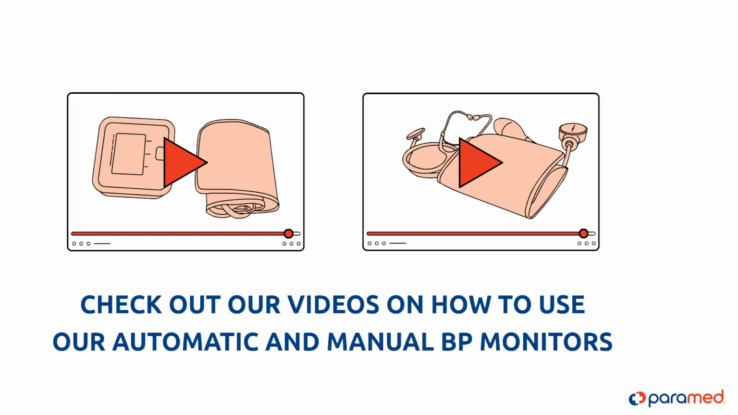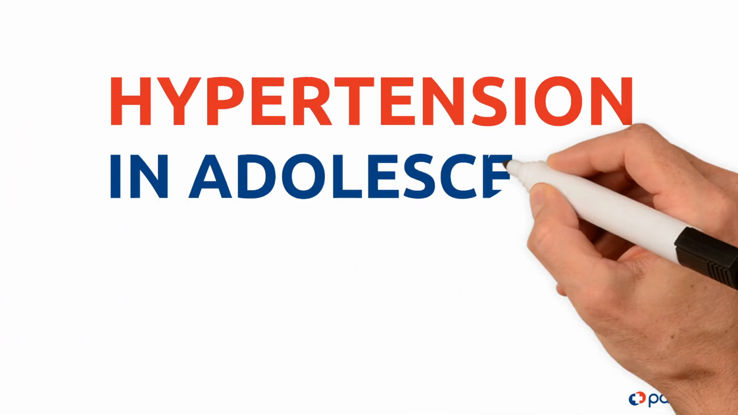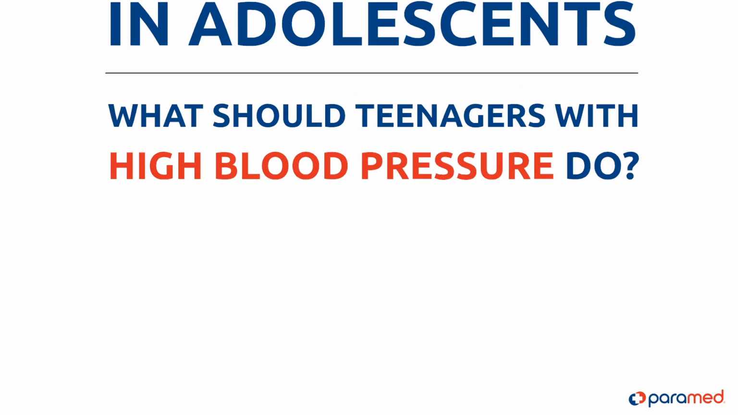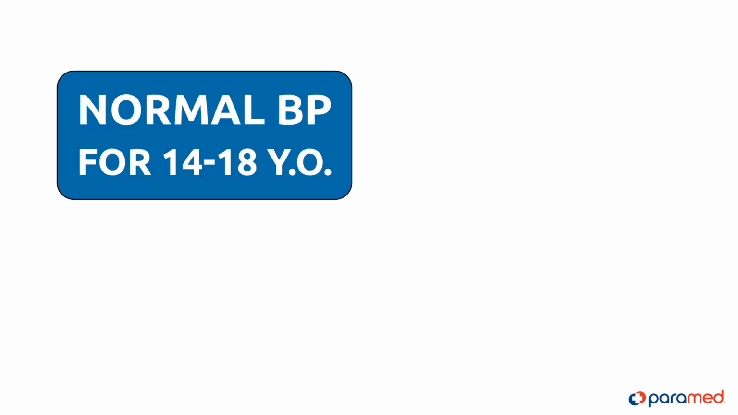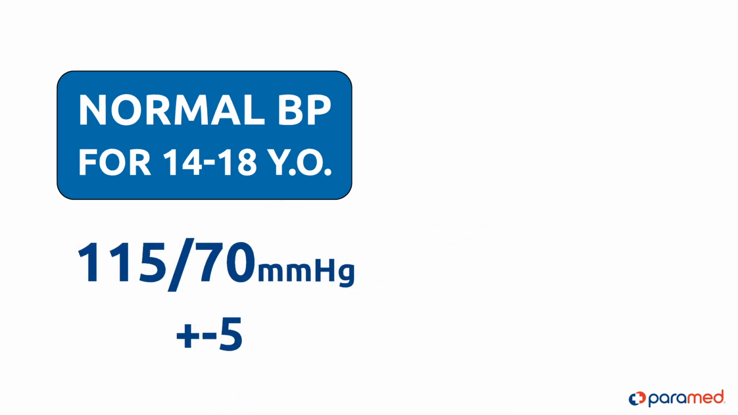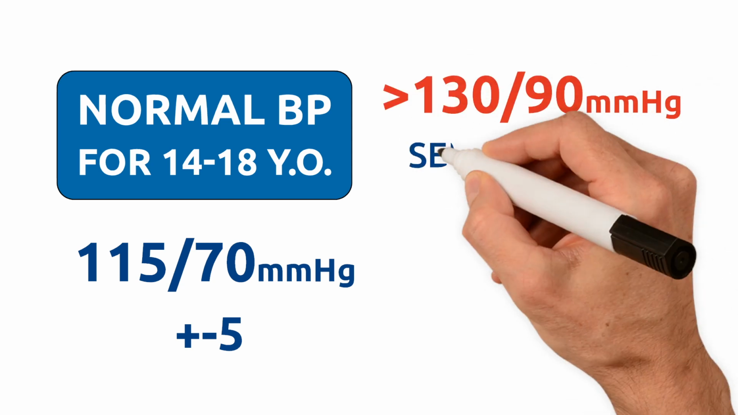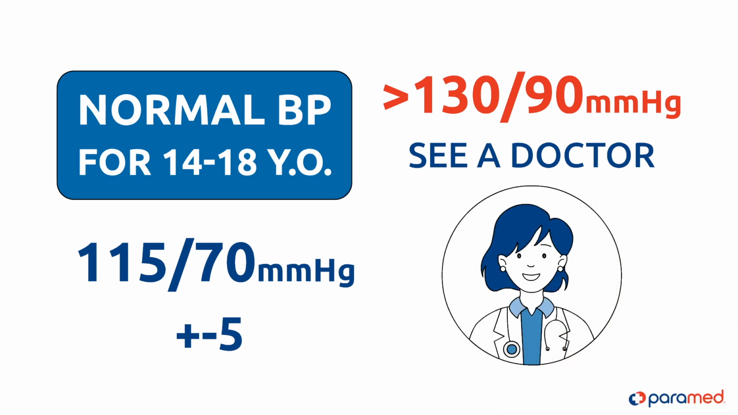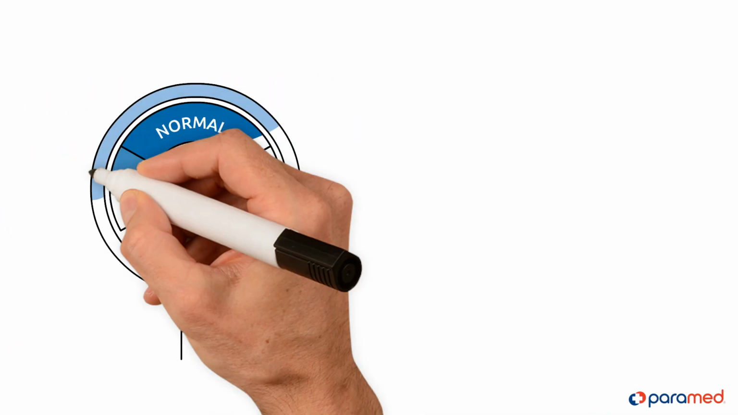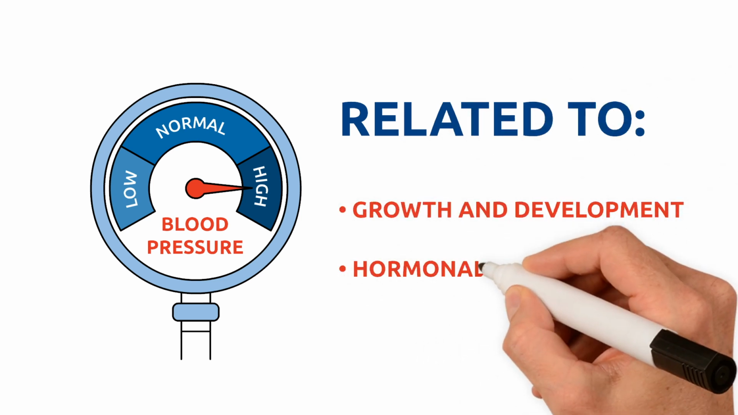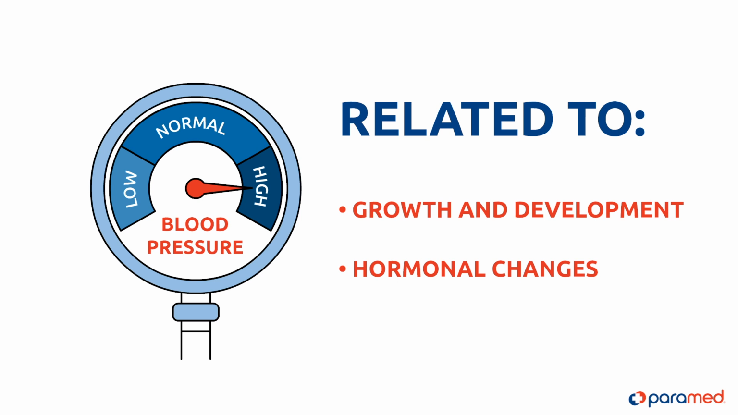Hypertension in adolescents. What should teenagers with high blood pressure do? The normal blood pressure for 14 to 18-year-olds is 115/70 plus minus 5 millimeters of mercury. If blood pressure is higher than 130/90, this is a reason to see a doctor. High blood pressure in adolescents is related to the processes of their growth and development, especially with hormonal changes that occur in the body.